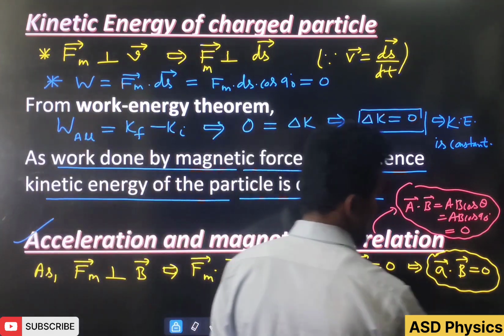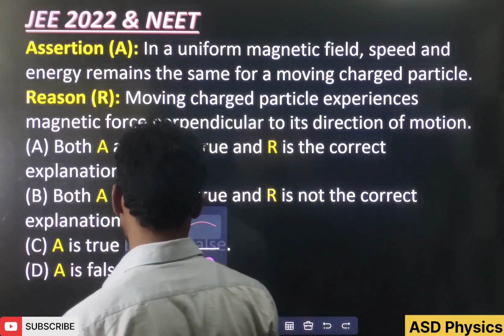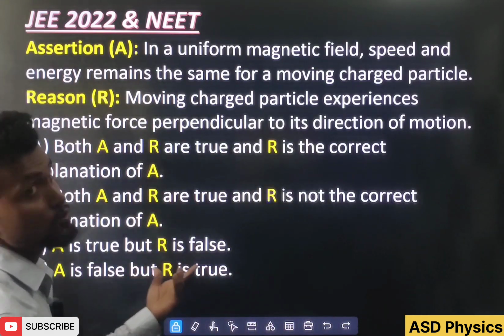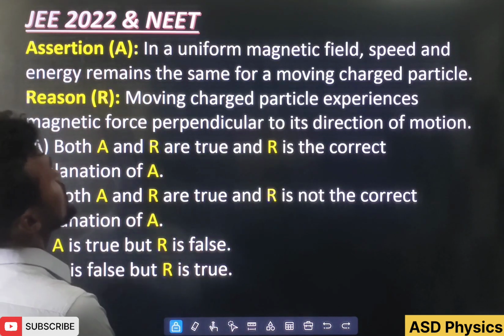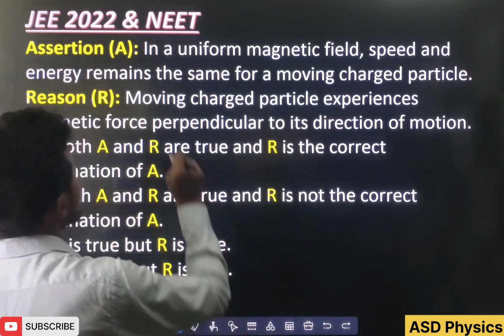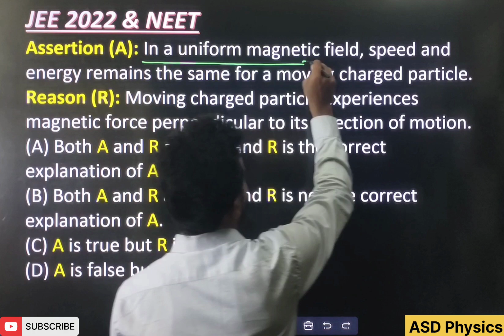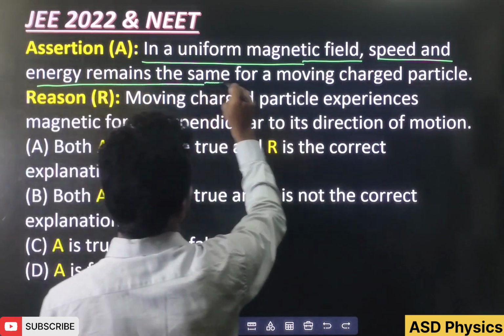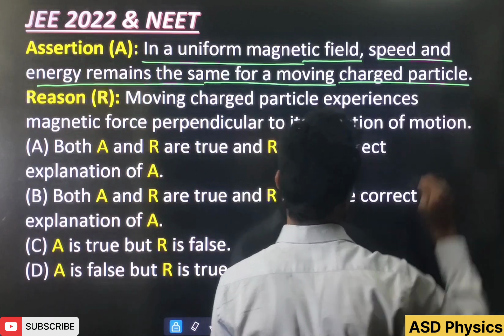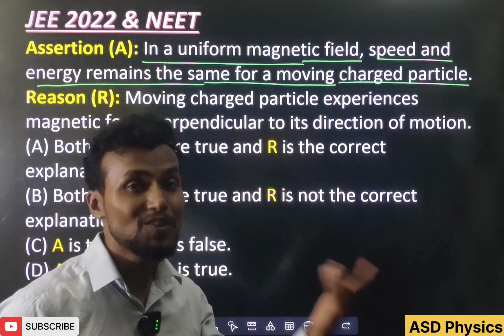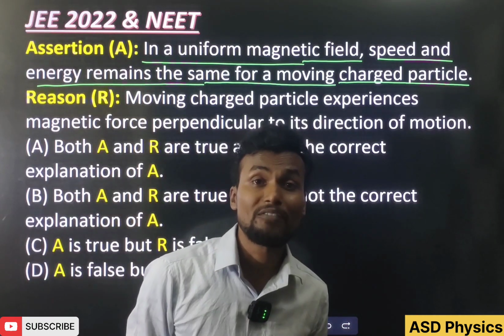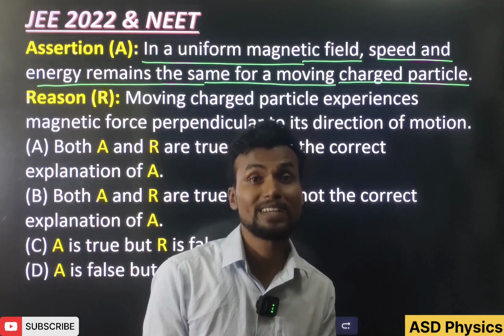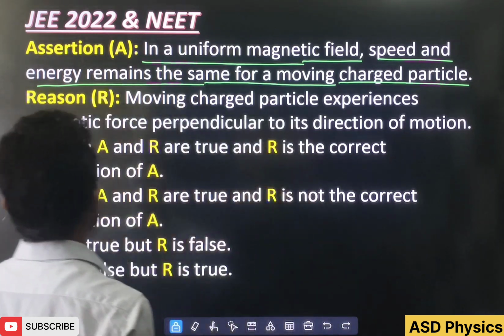Great. Now students, after that, let's look at some questions. We are going to solve the question. See the question, a JEE 2022 question. The assertion is: in a uniform magnetic field, speed and energy remain the same for a moving charged particle. As I have told you, kinetic energy is constant. The kinetic energy formula is half mv square, which means speed is also constant. What is the reason they are giving?